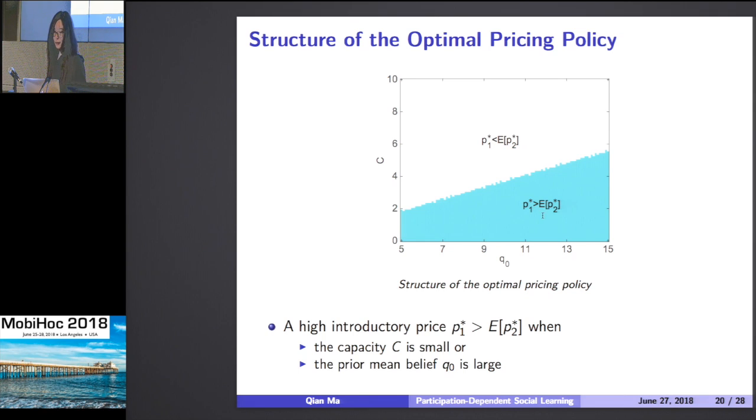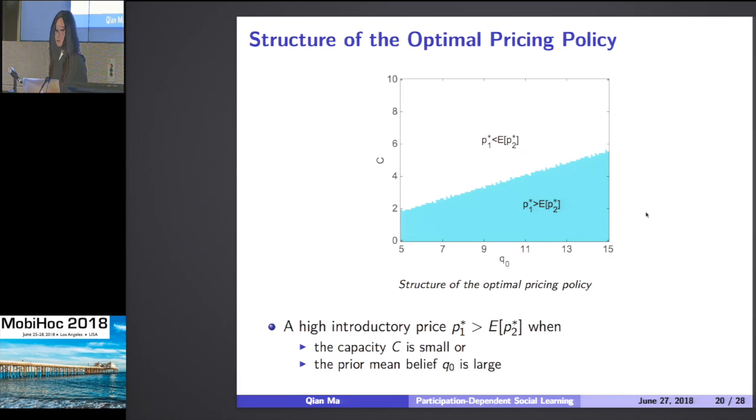It will happen when the capacity C is small or the prior belief Q0 is large. The reason is that when the capacity C is small or the prior belief Q0 is large, the provider tends to set a higher P1 such that fewer users will subscribe in the first period. So less congestion will occur and the first period QS is better.